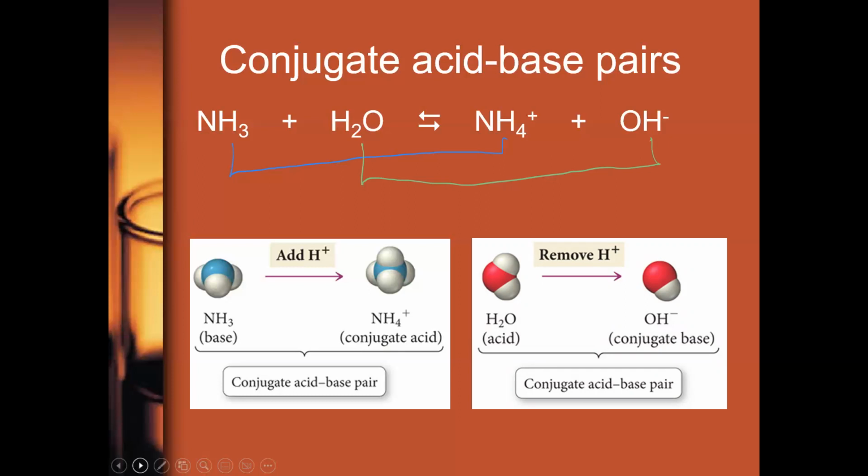The acid and base are always going to be reactants. The conjugates are always going to be products, but you're seeing what things pair together. And if it is an acid on one side, it is always a base on the other side. You're never going to have an acid turn into a different acid. It's always an acid-base pair overall.